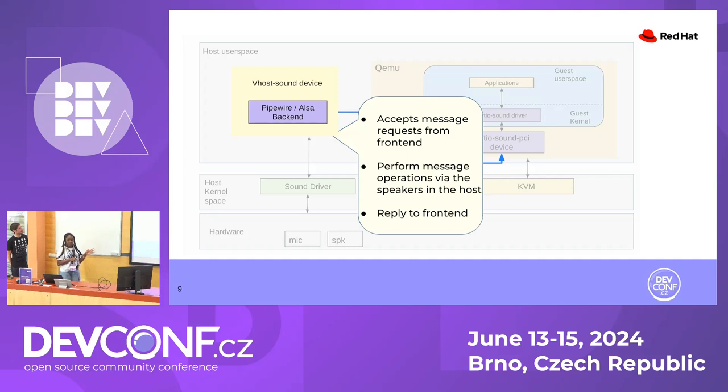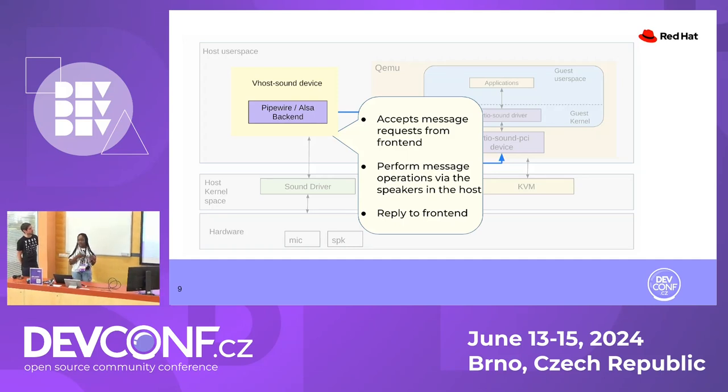It is responsible for accepting the message requests from the driver, and it executes the message operations that it receives from the driver by sending those audio streams to the host sound drivers through the corresponding libraries and daemons that are in the host kernel space. And it could do that using any of the audio backends. So it could use the PipeWire backend, or the ALSA or null backend.